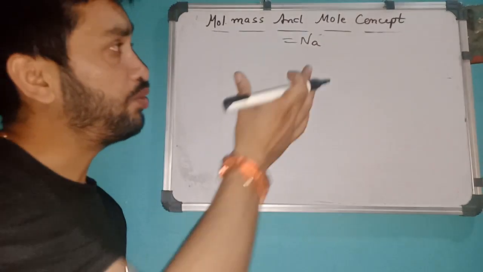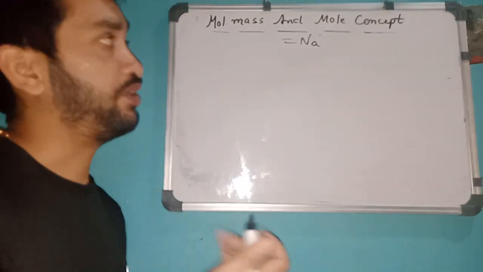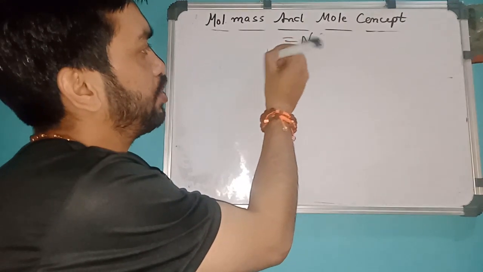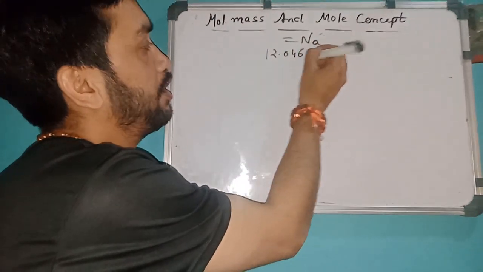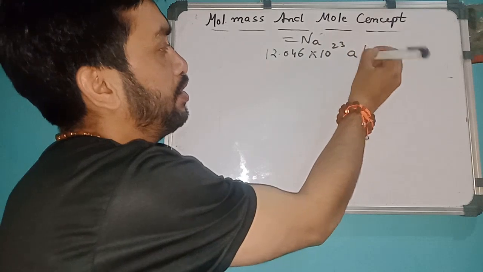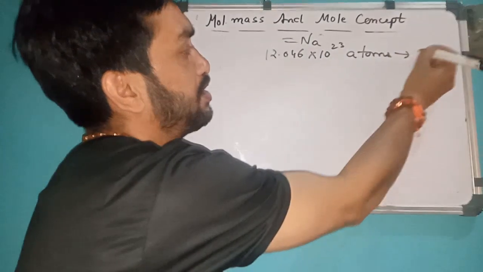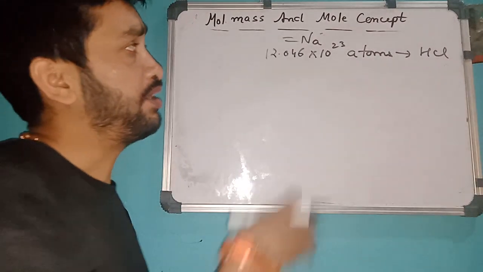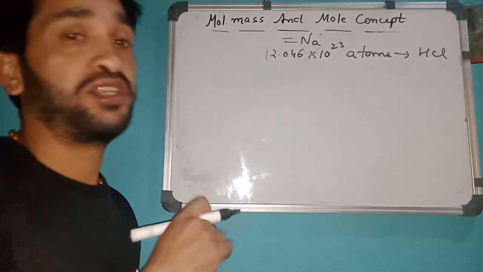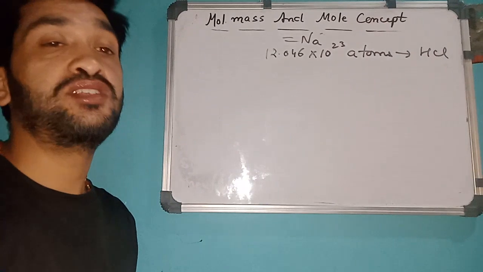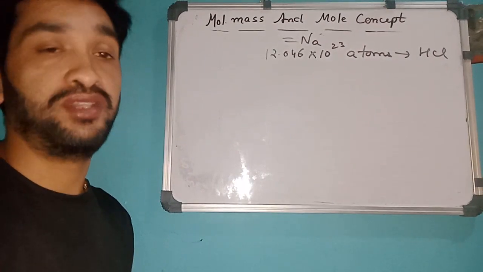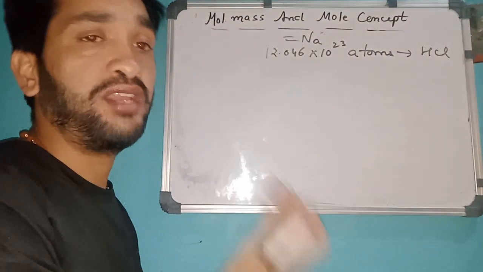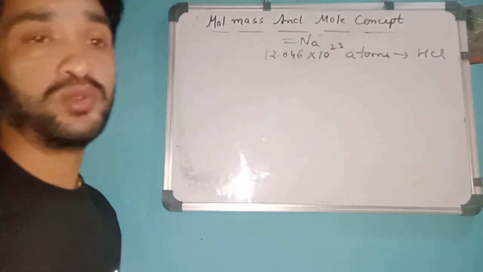Okay, if I want to write that previous question another way, suppose they are giving me that 12.046 into 10 to the power 23 atoms are there in a sample of HCl. Suppose this is a question right now. They are telling me that this many atoms are present in a sample of HCl. So tell us what will be the weight of HCl given there. So what you have to do is, again, same process. First you should know how many moles are there.